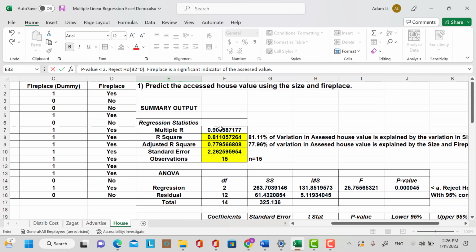Okay, so your Excel project number 4 will be similar to this. You can use this as a guideline for Excel project number 4. Okay.